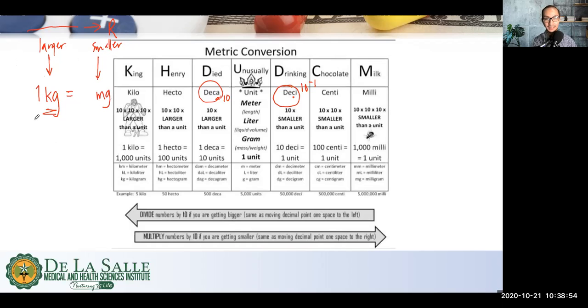So you will move the decimal place to the right by the number of divisions to get to milligrams. So we know that 1 kilogram is basically, and hold on.